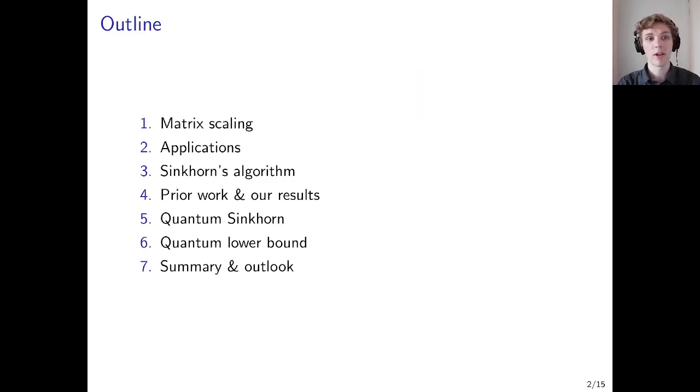Let me first give you a brief outline of this talk. First I'll tell you about matrix scaling, then about the applications of matrix scaling and matrix balancing. Next, we'll go into Sinkhorn's algorithm, a popular algorithm for solving the matrix scaling problem. Next, we'll talk about prior work and our results and how they fit in. Then later on, we'll get to our quantum version of the Sinkhorn algorithm and the quantum lower bound that we prove. And lastly, I'll give a brief summary and I'll sketch an outlook for some future research directions.